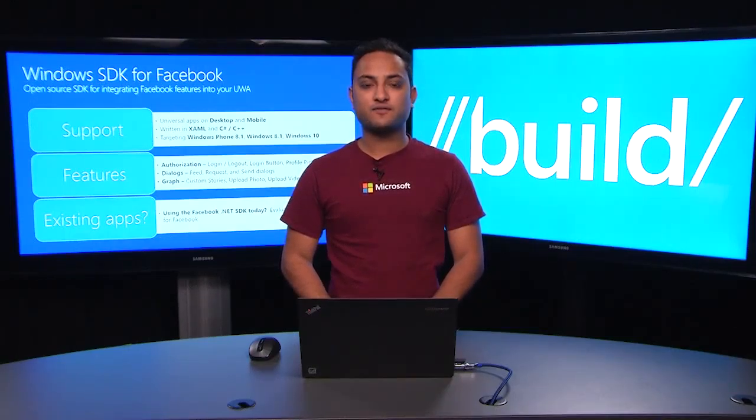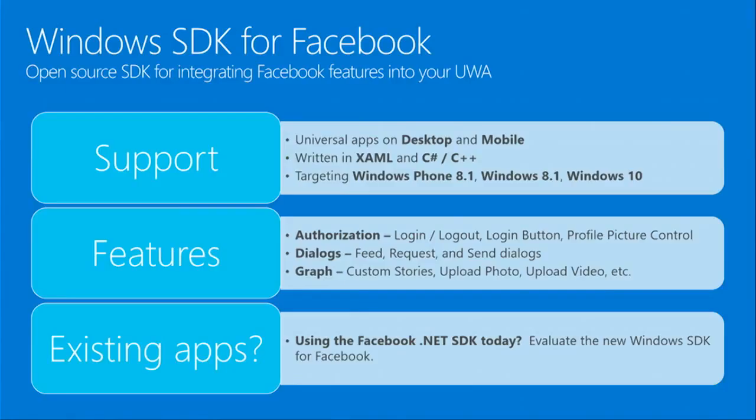The Windows SDK for Facebook is an open source SDK for integrating Facebook features into your universal application. It currently supports universal apps on desktop and mobile, written in XAML and C# or C++, and targeting Windows Phone 8.1, Windows 8.1, and Windows 10.